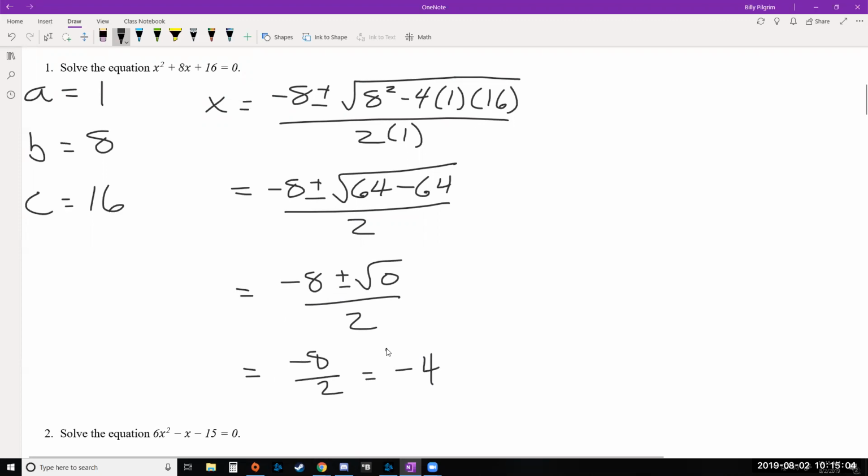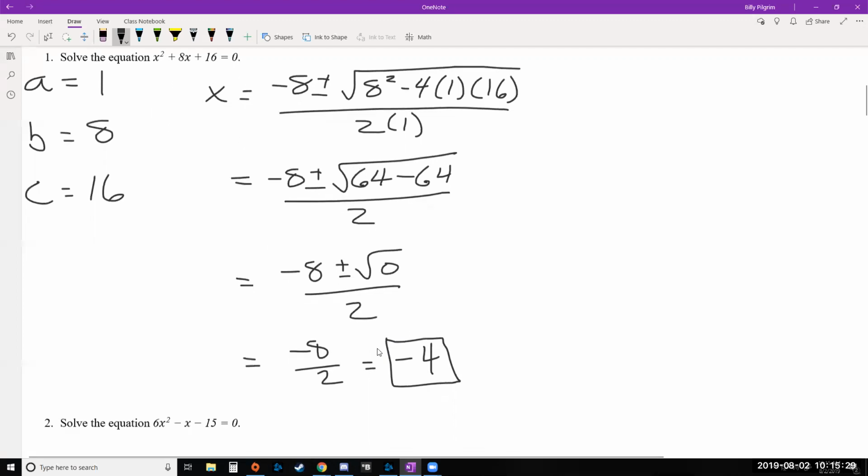Remember, I said you can get up to 2 solutions. Sometimes you only have 1. So in this case, we got one answer, negative 4. Now, what does it mean for this to be the answer? Remember, if we're solving an equation, we're trying to find all possible values for x that make the equation true. So we're claiming that the x value of negative 4, when you plug it in this equation for x, you'll get a true statement, something like 0 equals 0.